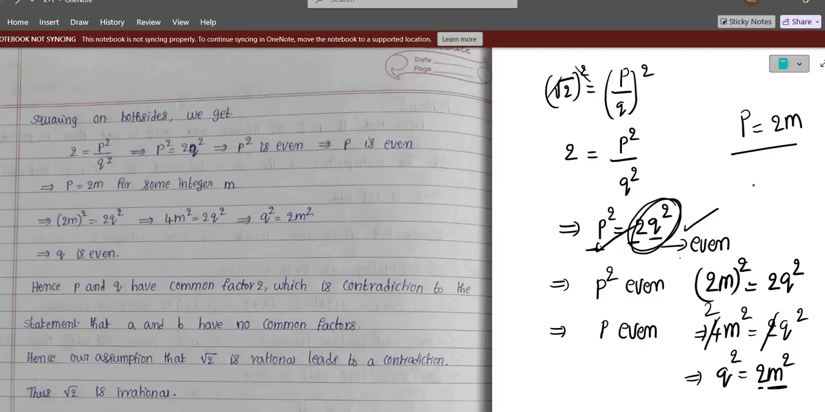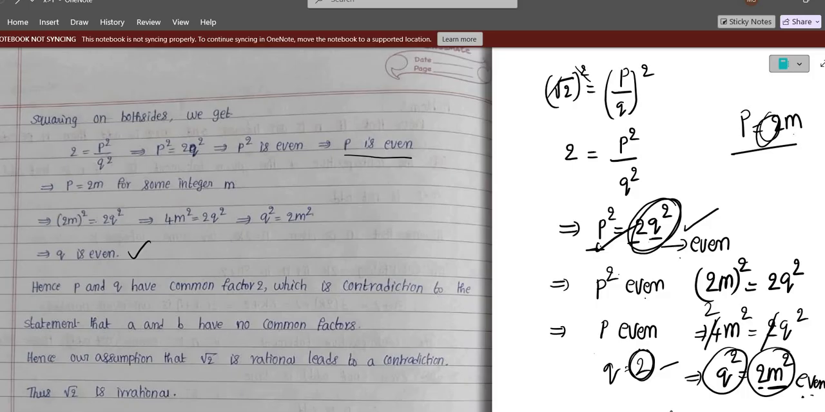So 2 into something means this is an even number. When this is even, this is also even. So q square is even. Whenever p square is even, p is even. Like that only, q square is even means q is even. So p and q have common factor 2. P is even means p can be written as 2 into something. Q is even means q can be written as 2 into something. So p is having 2 as a factor, q is having 2 as a factor.